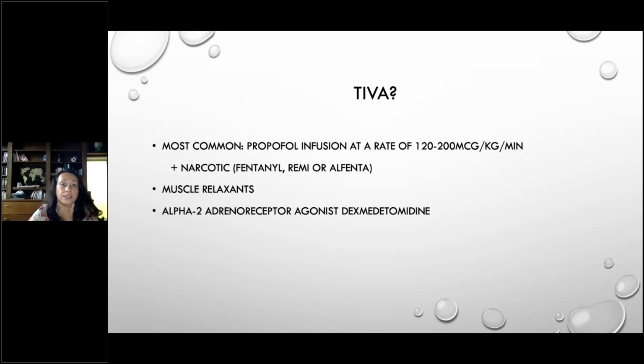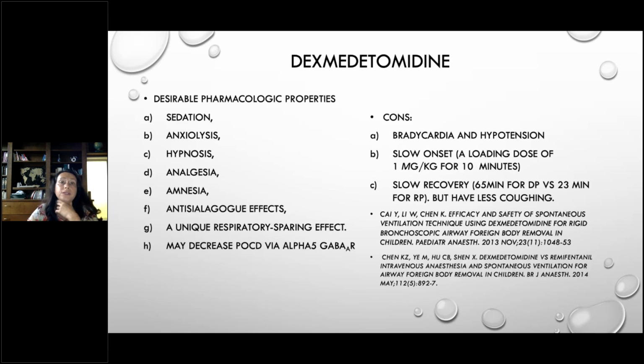agonist dexmedetomidine. The benefits of dexmedetomidine are that it's a very good sedation agent. It's a very good anxiolytic. It does have analgesic properties, unlike propofol. It does have amnestic properties. It does have anti-sialagogue effects, and the very unique respiratory sparing effects. It does not suppress respiration rate.